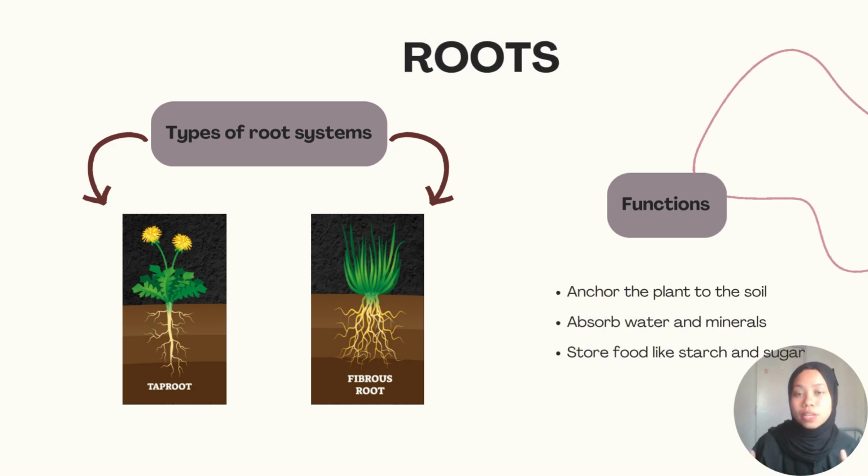Roots are the first part we will look at. They have a few important functions. First, they anchor the plant firmly in the soil. Second, they absorb water and nutrients that the plant needs. And lastly, they store food like starch and sugar for the plant to use later. There are two main types of root system. First, fibrous root and second is taproot. You can see the difference here. Fibrous roots spread out like a net, while the taproot goes deeper and has one main root.